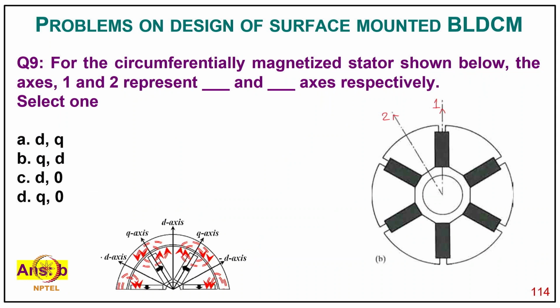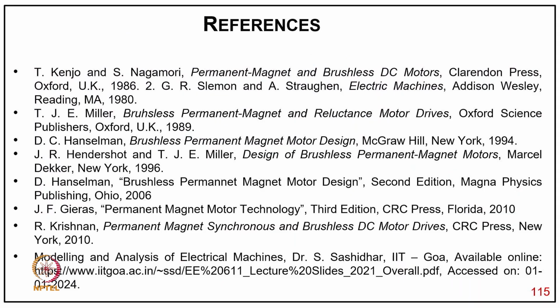And for the question 9, for the circumference magnetized stator shown here, the axes 1 and 2 represent, and typically Q and D shown as B, and these are the references which we have followed to develop the material.